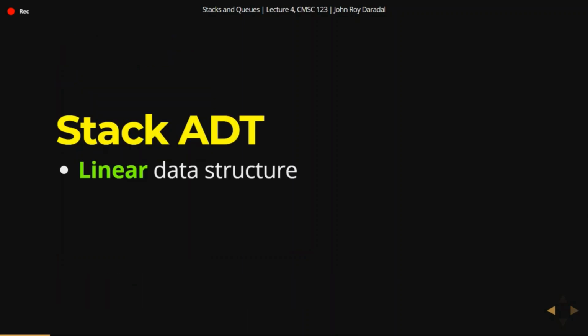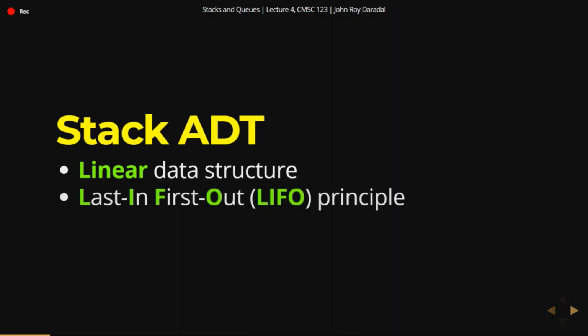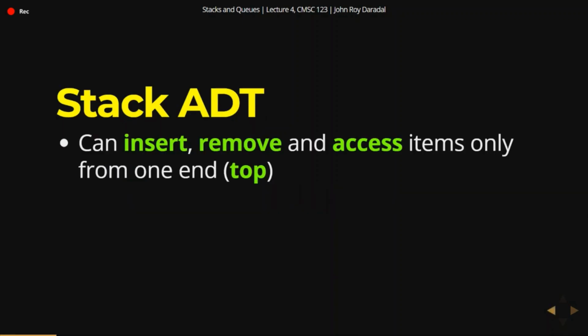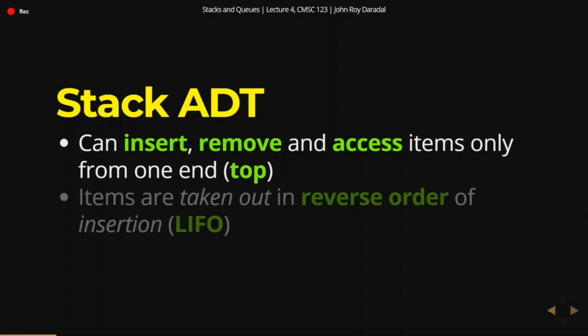So the stack ADT is a linear data structure that follows the last in, first out, or LIFO principle. What does this mean? You can insert, remove, and access items only from one end, which is at the top of the stack. And if you take out items, they are taken out in the reverse order of insertion. So that's what we mean when we say last in, first out, because the last item that you put in would be the first item that's taken out. Okay? So the stack looks something like this.